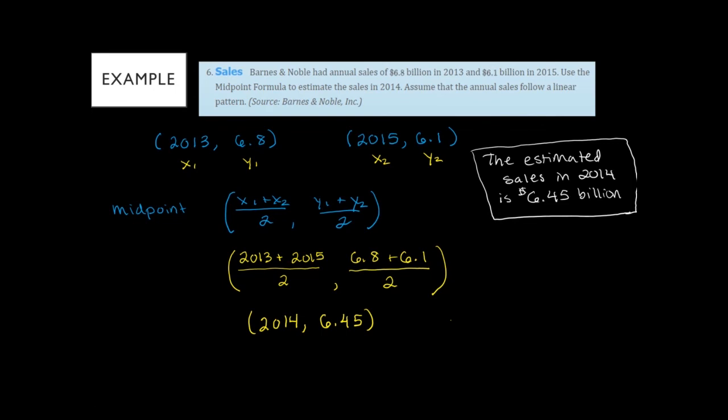And so we use the midpoint formula to estimate that. And it's a good, reasonable estimate because halfway between 2013 and 2015 is 2014. So it makes sense to use the midpoint for that. Any questions? Okay, so that is basically my overview of the midpoint formula.